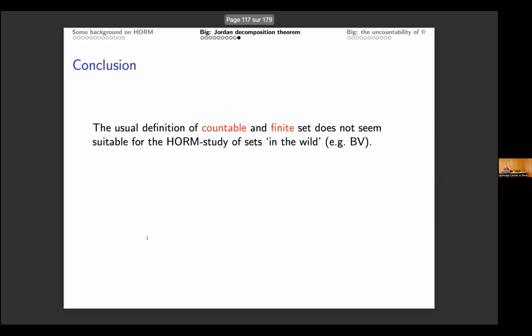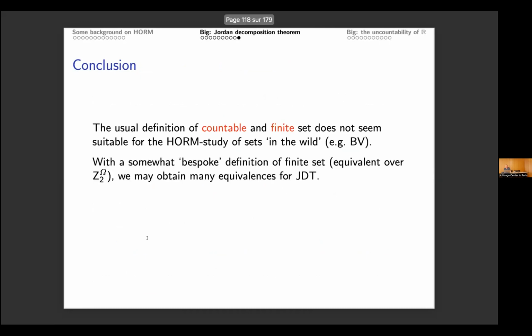So the conclusion is that, as I've tried to argue, if you want to go in the wild west of higher order reverse math, and you want to study bounded variation, which is slightly above continuity, the usual definitions don't cut it. There are alternatives, they are from the literature, and they work very nicely. We need this bespoke definition of finite set, equivalent, say, over strong systems, but we get many equivalences, as I've shown you. And it's really many, because there's so many spaces between the regulated and the bounded variation functions.